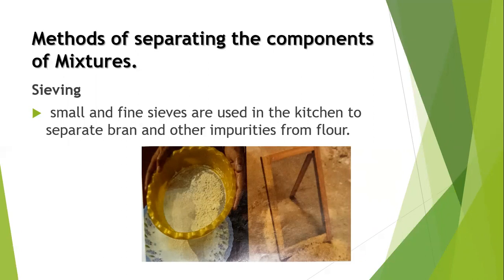Small and fine sieves are used in the kitchen to separate bran and other impurities from flour. The impurities remain on the sieve and the flour passes through. Bigger sieves are used at construction sites to separate stones from sand. Here you can see two images also given, with which you can easily identify.